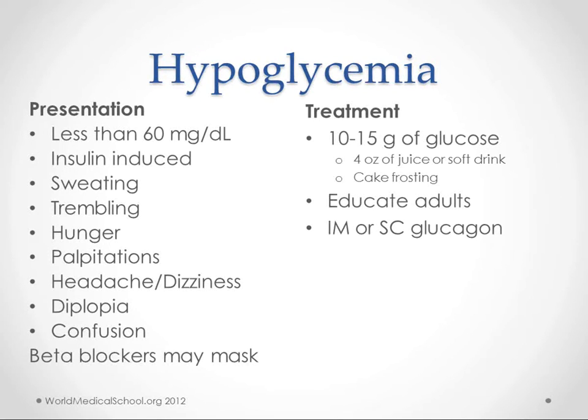So speaking of hypoglycemia, this is when you get less than 60 milligrams per deciliter of sugar. It's almost always caused by insulin, in diabetics anyway. You can get sweating, trembling, palpitations, headaches. So all these things are sympathetic signs, so that's the reason we talk about beta blockers being able to mask these symptoms. So you need to watch out with beta blockers in children who are also diabetic.